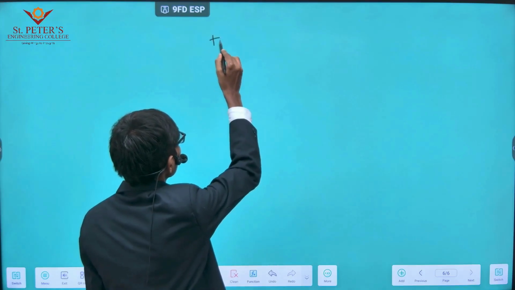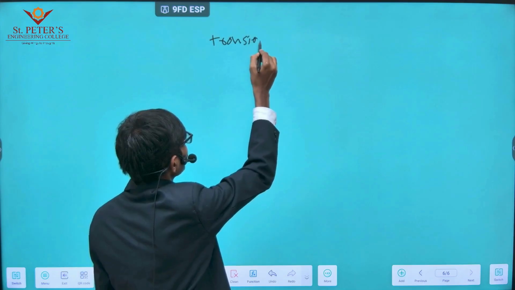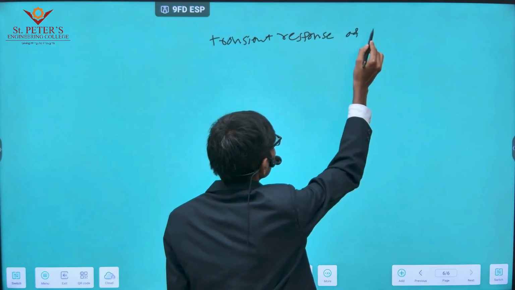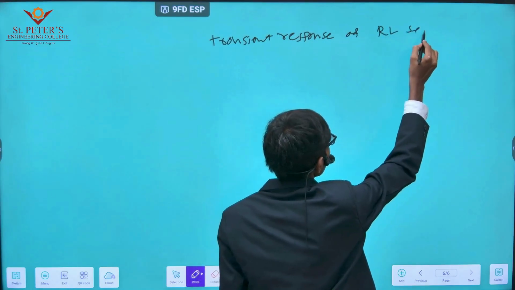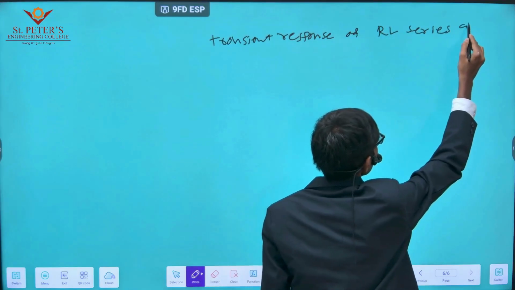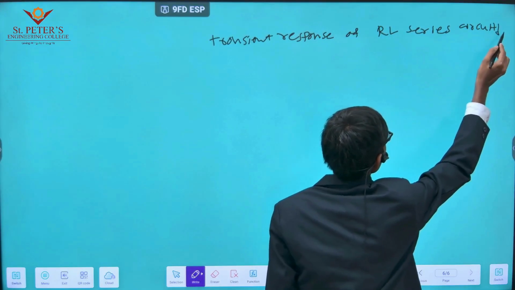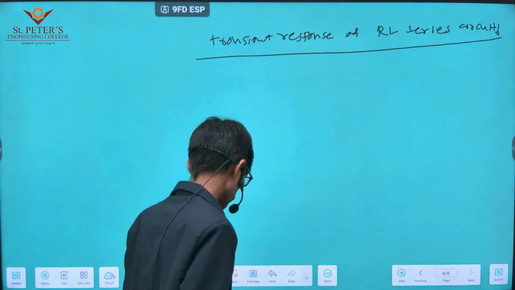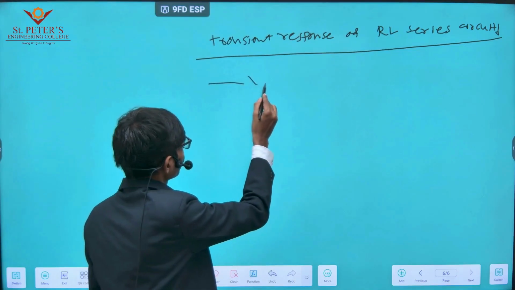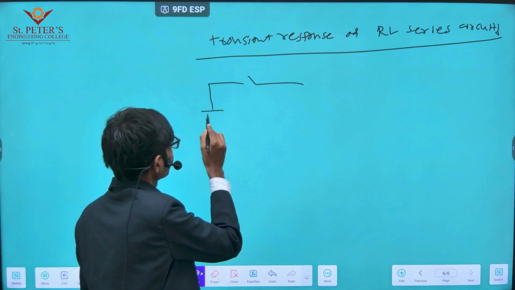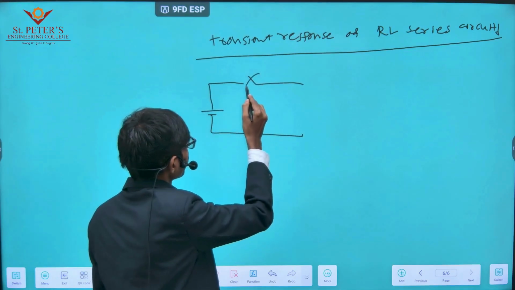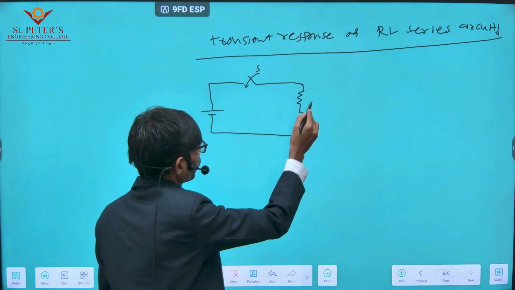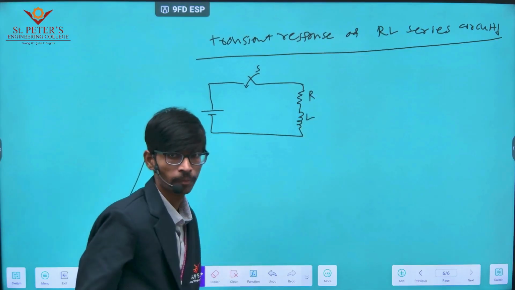Now we will go for the transient response of an RL series circuit. You already know the circuit diagram for an RL series circuit. A voltage is applied, a switch is connected in between, and one resistor and one inductor are connected. This is R and this is L.